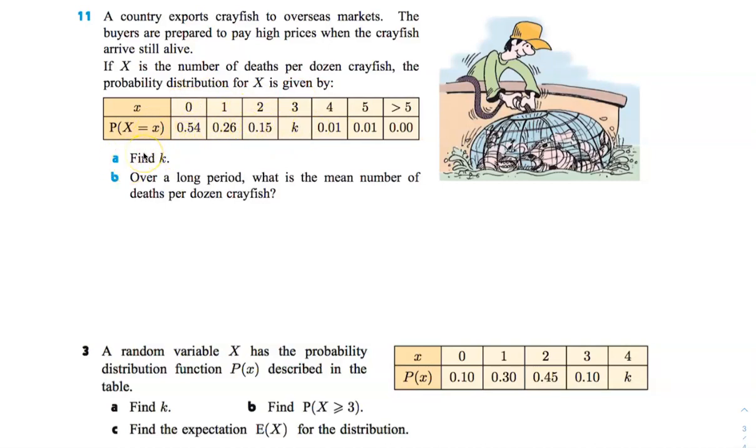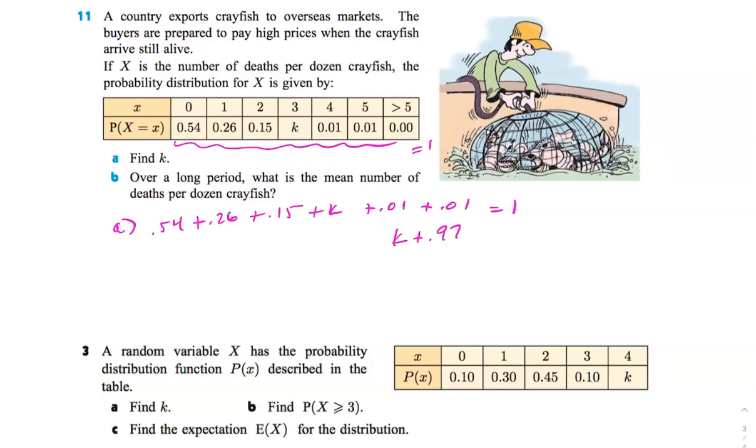So first, let's find K. Like we always talk about, if you add up all the probabilities, it should equal 1. So for A, 0.54 plus 0.26 plus 0.15 plus K plus 0.01 plus 0.01 plus 0 should all equal 1. Then I subtract that from 1, and I get K plus 0.97 equals 1. So minus 0.97 on both sides, and I get K equals 0.03. So that's the odds of having 3 dead crayfish in a dozen.